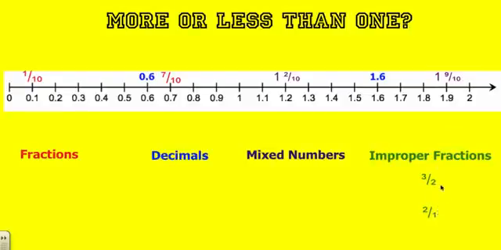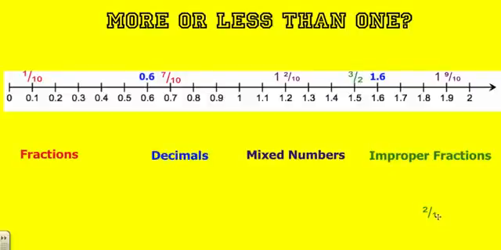Now your improper fractions can be thought of as division problems. So in an improper fraction, the top number, or the numerator, is always bigger than the bottom number, or the denominator. So 3 over 2. Notice 3 is bigger than 2. And if we do 3 divided by 2, that gives us 1.5, which is greater than 1.